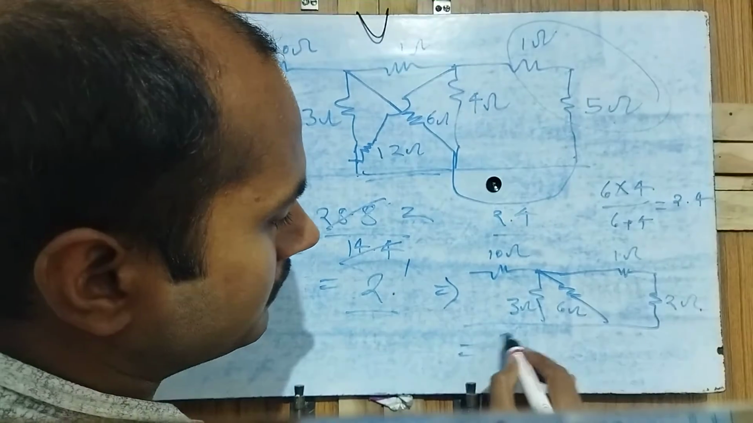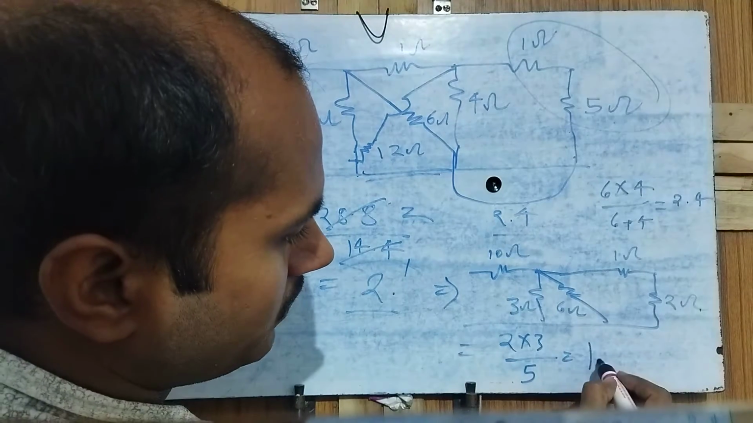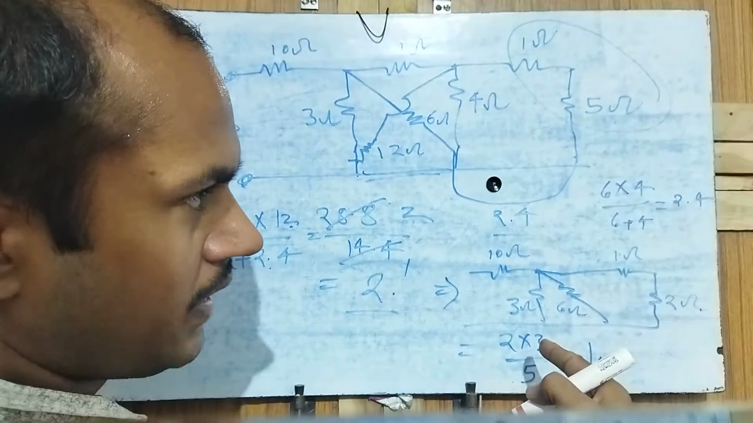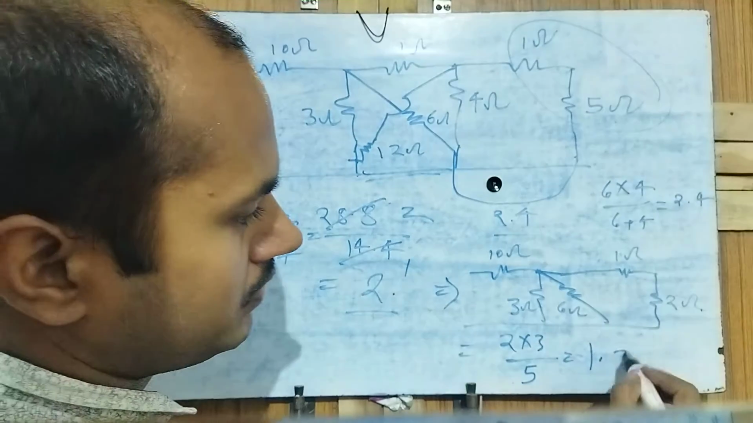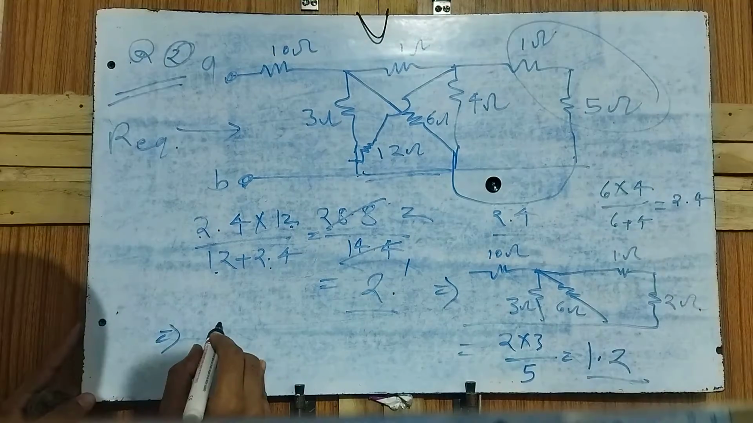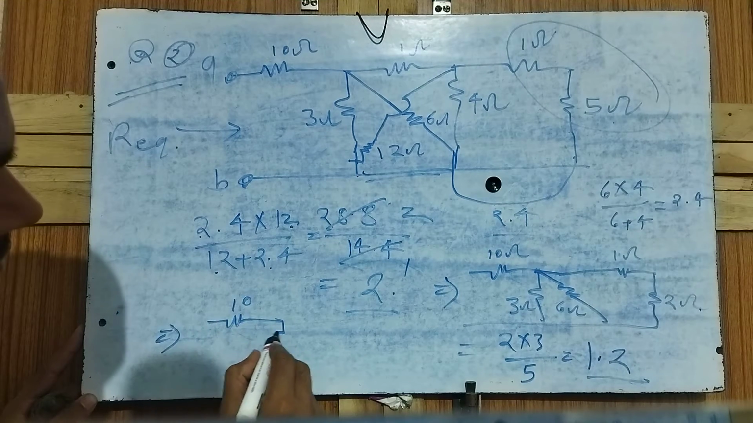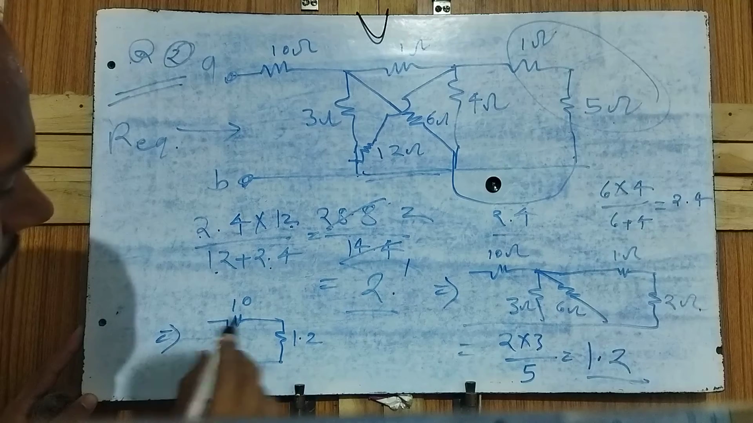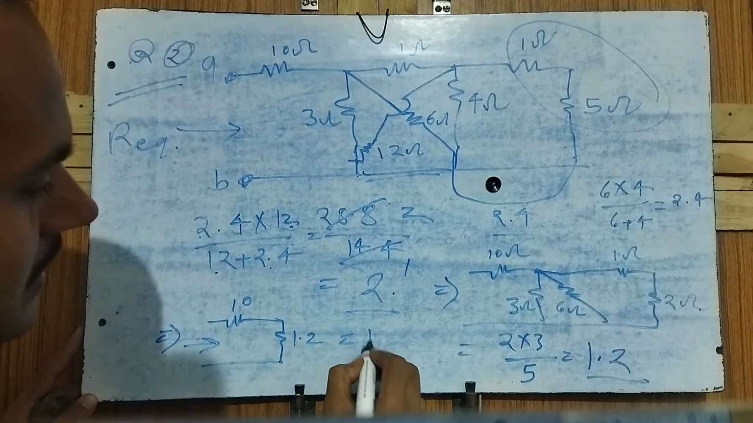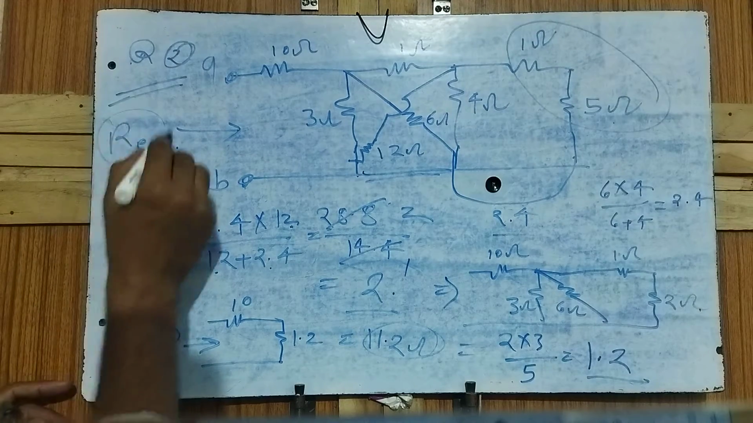3 into 6 is 18 divided by 9, that is 2. 2 parallel to 3: 2 into 3 divided by 5 is 1.2. 1.2 is in series with 10, that is 11.2. Finally, the answer is 11.2.